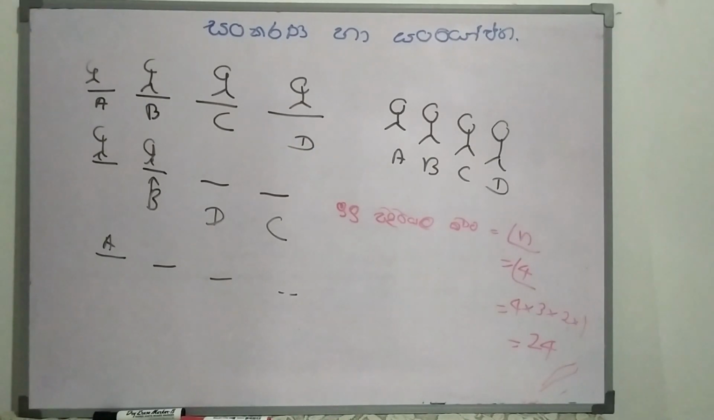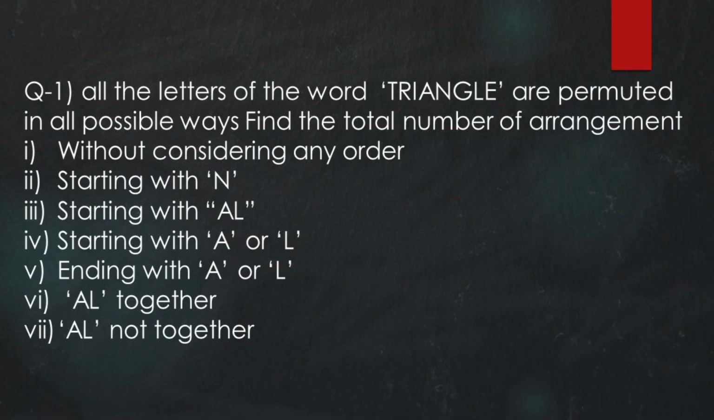If we have n number of elements, then the answer is factorial n. If we have 10 elements, then it is 10 factorial. Likewise, but the condition shouldn't be violated. That's the only thing you have to protect, right? Okay, let's move to question number 1.